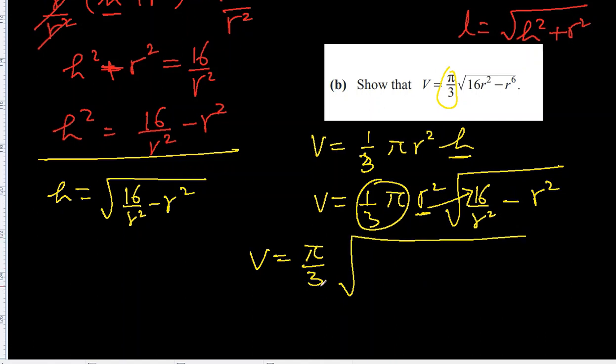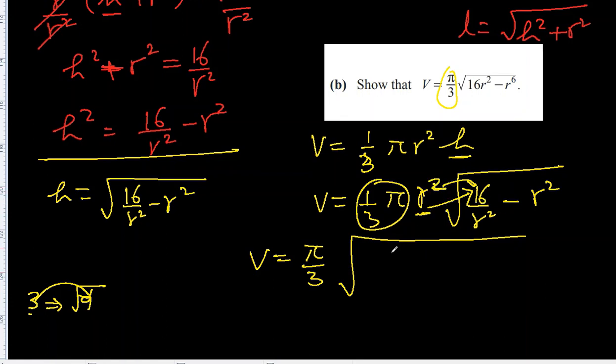I wrote this as pi over 3 and start the square root straight away. When r squared goes inside, it becomes r squared squared. Let me try to explain it to this one. If I have 3 and I want to bring it inside a square root, what does it become? 9. 3 is the square root of 9. So it is squared when it went inside a square root.